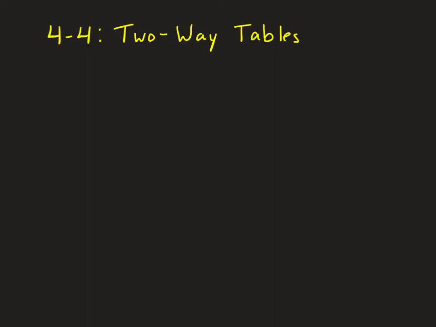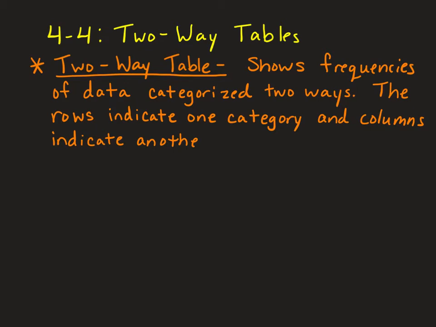Lesson 4.4 is about two-way tables, and this continues talking about bivariate data. Two-way tables show frequencies of data categorized two ways. The rows indicate one category and columns indicate another. These two different types of categories are kind of like variables, but we don't use variables in these types of problems, but that's what they are. And so that's why this is considered to be bivariate data.